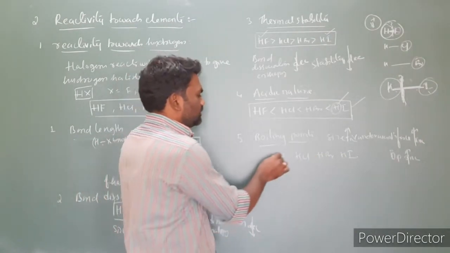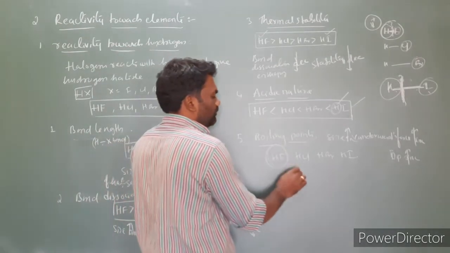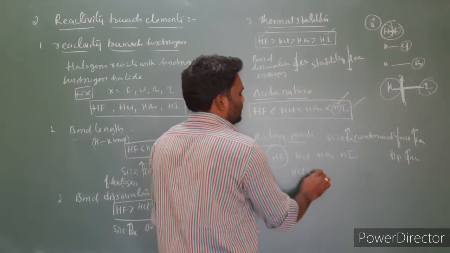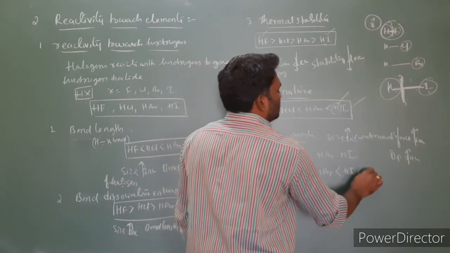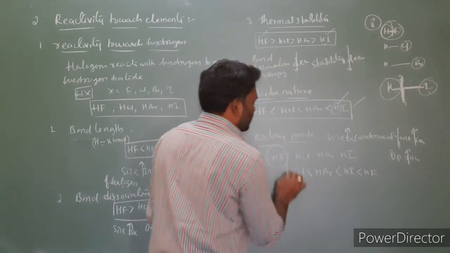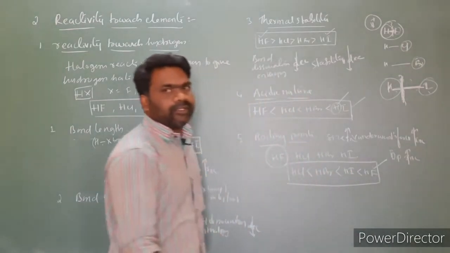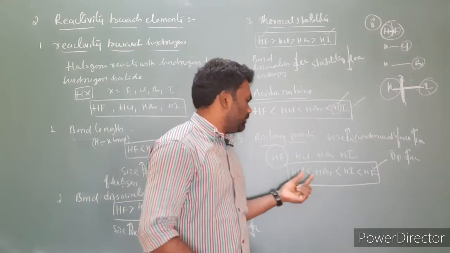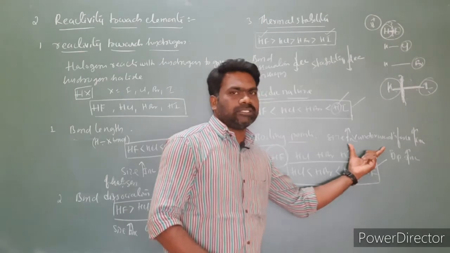But one exception is there. Here HF contains hydrogen bonding. Because of hydrogen bonding, HCl is less than HBr, less than HI, less than HF. Look at this. So HF has the highest boiling point. This trend is not followed. Of course, the remaining HCl, HBr, HI follow it, but HF does not follow this concept.